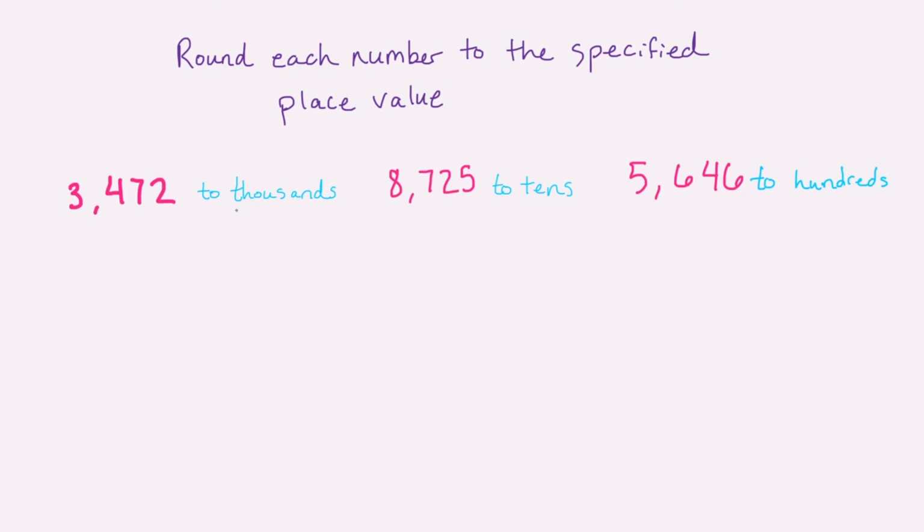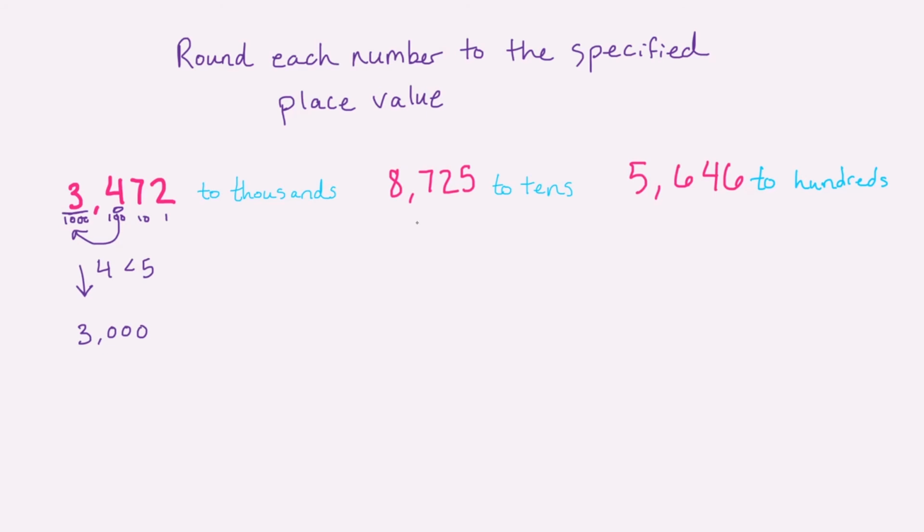Have you finished? Let's go over it really quick. So 3,472 to the nearest 1,000. This means we need to look at the hundreds place to see whether we should round up or down. The 4 is less than 5, and so we can round down to 3,000.